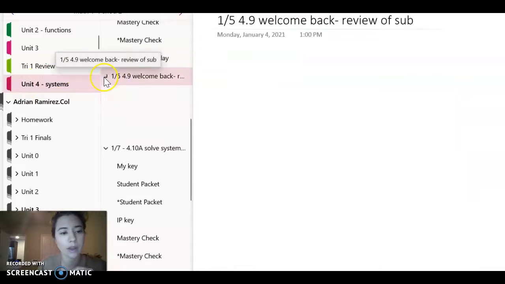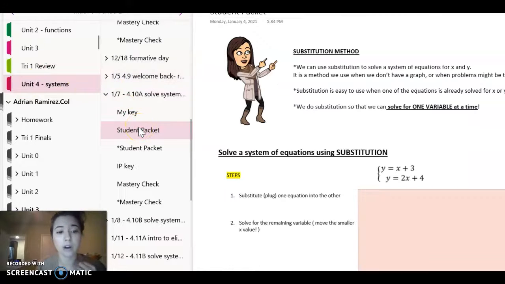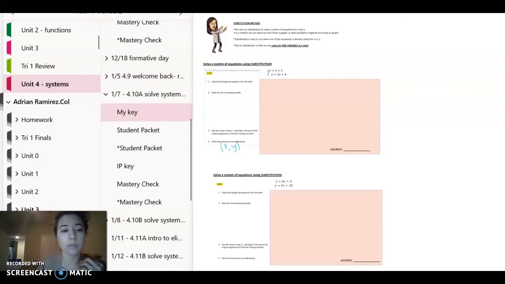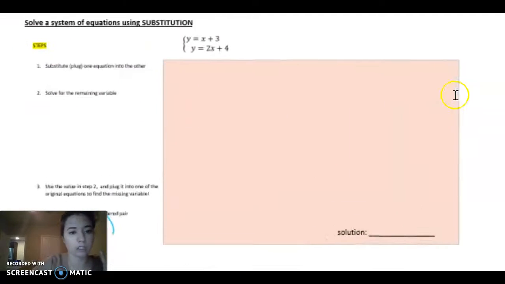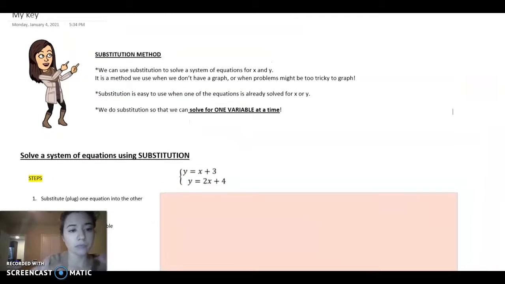Now, hopefully that went okay. If it didn't, please reach out to me for help. That is going to be super beneficial for today's lesson because that is the first step of what we're doing today. Now, a few quick things before we actually get into the math.